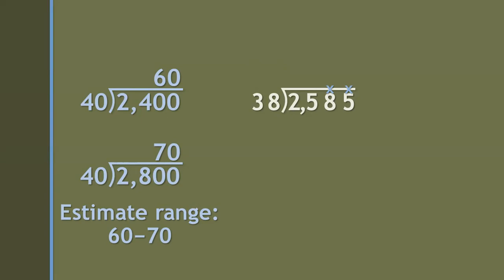So looking at this, 38 going into 258, we can say that it's going to be approximately 6, because 40 into 240 is 6, right? And that only leaves about 18 more. And so we're going to add that 6. So 6 times 38 is 228. That's going to leave you a remainder of 30. 30 is smaller than 38, so you're on the right track.